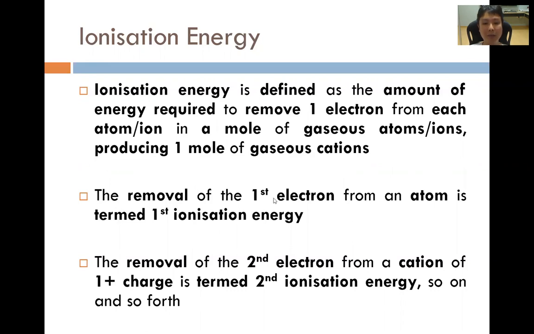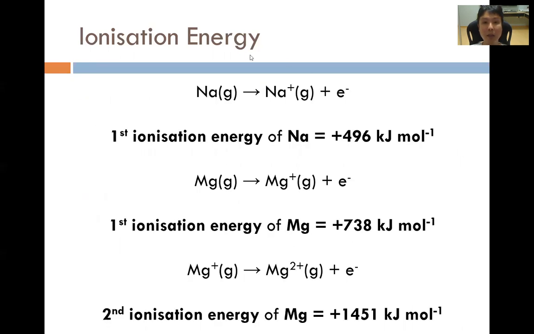Moreover, the removal of the first electron from an atom is termed the first ionization energy, while the removal of the second electron from a cation of 1+ charge is termed the second ionization energy, so on and so forth. We can have third ionization energy, fourth ionization energy, etc. So in a chemical equation, we remove 1 mole of electrons from each gaseous sodium atom to form 1 mole of Na+ gaseous cation, and this definition is known as the ionization energy.